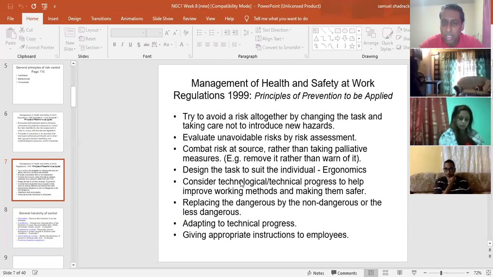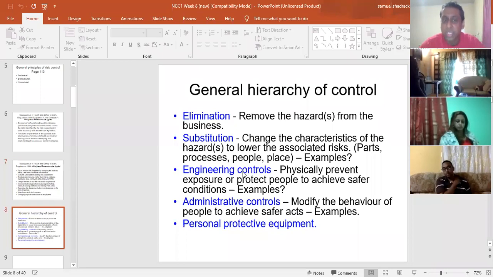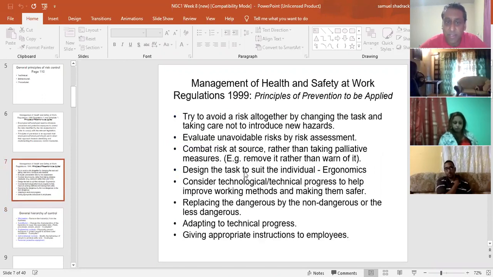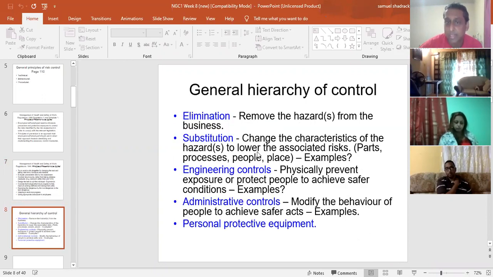Some of them sound alike, like this one here: consider technological or technical progress. That's almost the same as saying engineering controls, because in engineering controls we look at the best technology, like the muffler I mentioned before, to reduce noise. Then this one: replace the dangerous by the non-dangerous or the less dangerous, which sounds almost like substitute.